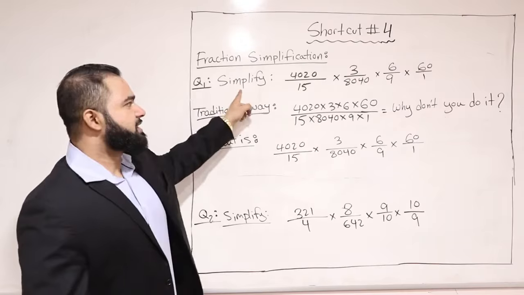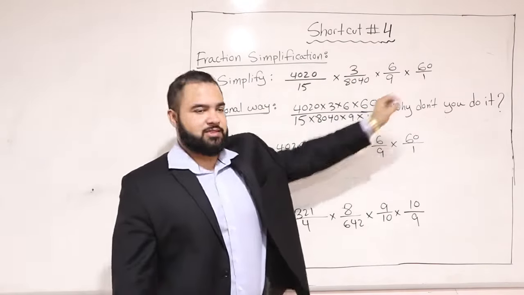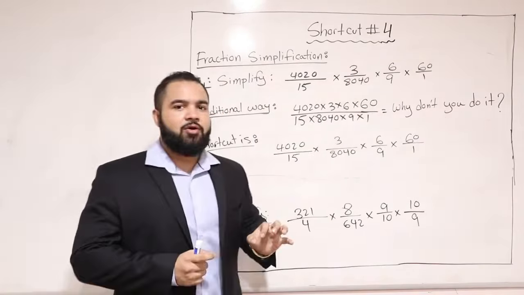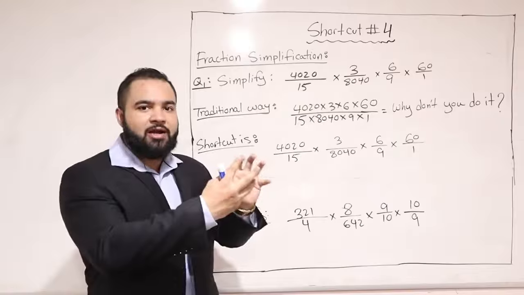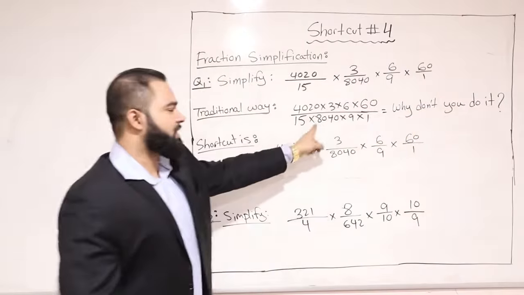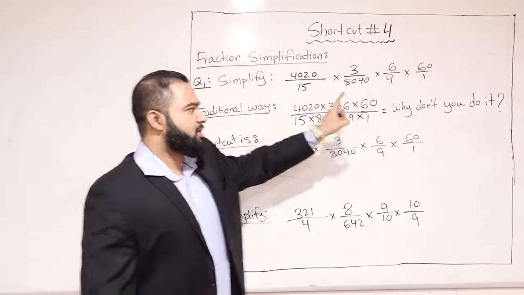Question number 1, simplify the fraction multiplication. So the traditional way would be multiplying all the numerators of this fraction and dividing the product by the product of all the denominators, right here. The question that should come in your head is, why don't you do it? Now, I'm not going to do it in the traditional way. I'm going to use my shortcut.